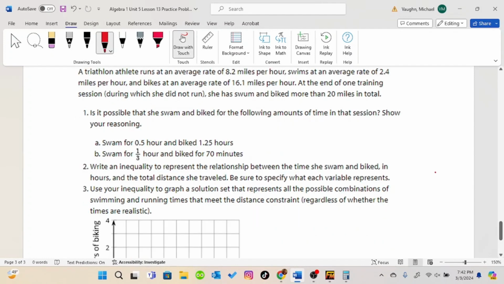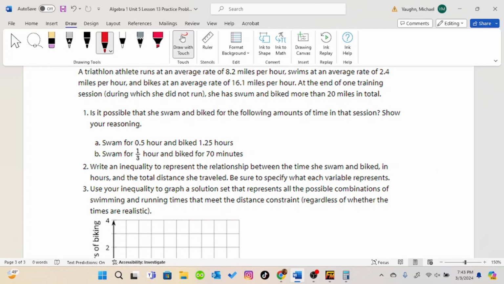And our last practice problem for this lesson. A triathlon athlete runs at an average rate of 8.2 miles per hour, swims at an average rate of 2.4 miles per hour, and bikes at an average rate of 16.1 miles per hour. At the end of one training session, during which she did not run, she had swum and biked more than 20 miles in total. Is it possible that she swam and biked for the following amounts of time in that session? Show your reasoning.